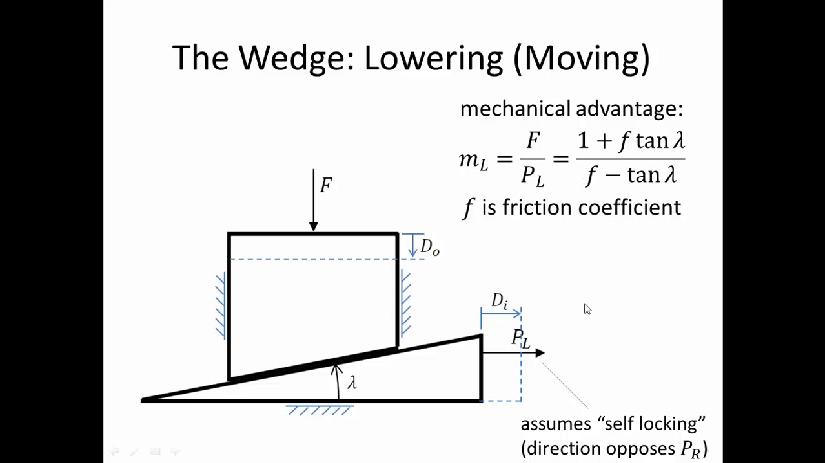It is instructive to look at this from a standpoint of work into the system. Remember, you have the PL being in the same direction as DI, so that's an input work. You also have F and D naught in the same direction, so that's an input work. The sum of those two input works will equal the losses due to friction.